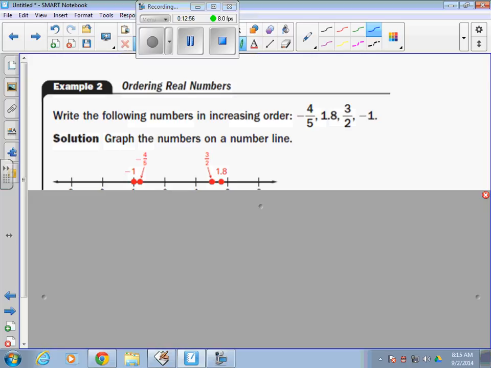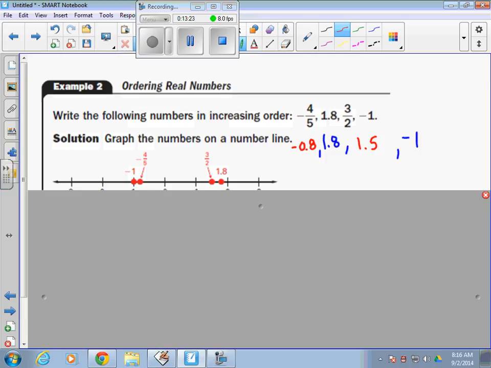A lot of times it's easier for people to make them into decimals to see everything. So if you need to do that, this one's going to stay 1.8. This one's going to stay negative 1. Let's convert the other two. Negative 4/5 means negative 4 divided by 5. That's negative 0.8. And then 3/2, we just did a second ago, was positive 1.5. So now you have all the same version of numbers.